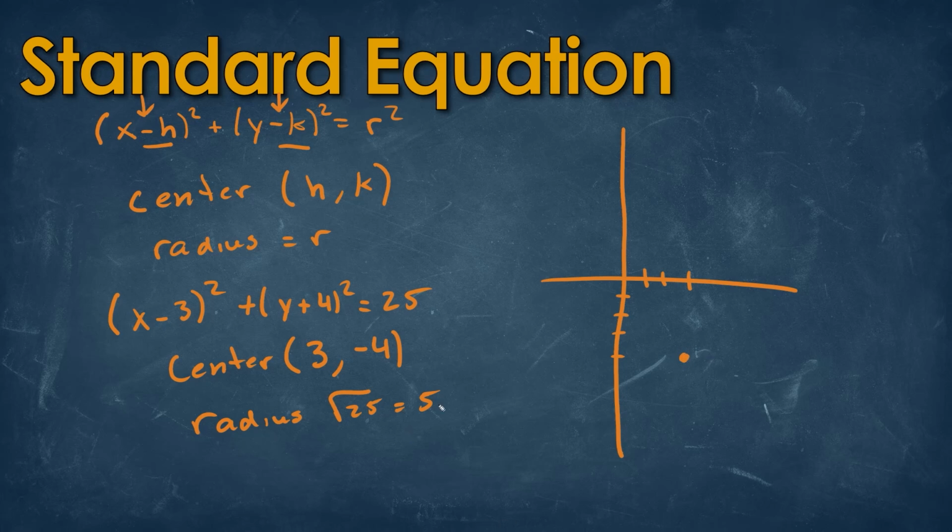What we can end up doing is from the center point, add 5 in all directions. So we'll have 5 here, we'll have 5 here, we have 1, 2, 3, 4, 5 at top, then we have 1, 2, 3, 4, 5 here. So we'll have a point here, here, and here. With that information, we can draw our circle.